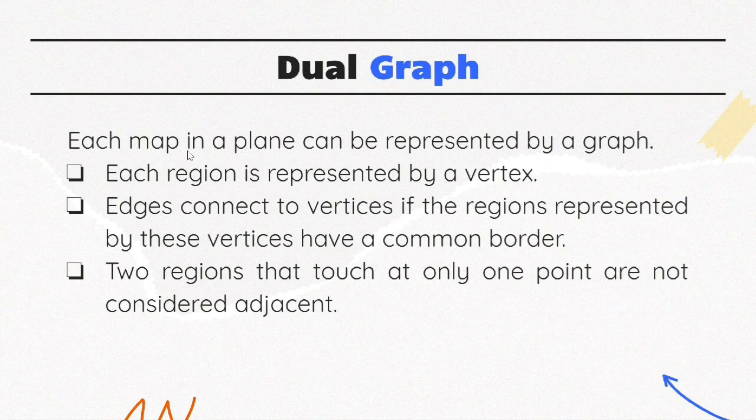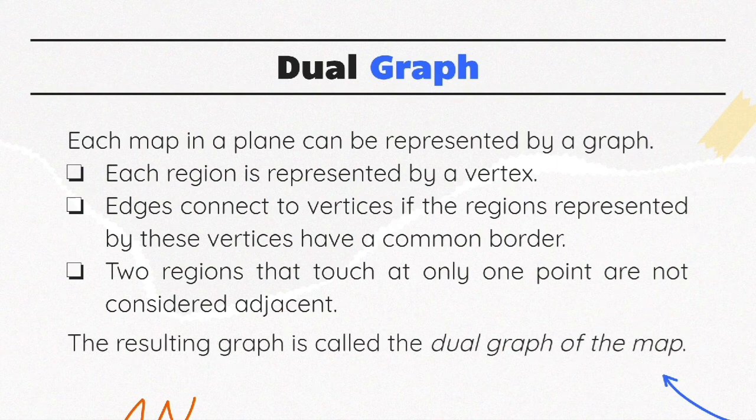Now, each map in a plane can be represented by a graph. So take note, class, that each map can be explained through a graph, wherein each region is represented by a vertex. Edges connect vertices if the regions represented by these vertices have a common border, and two regions that touch at only one point are not considered adjacent. And this is what we call the dual graph of the map.